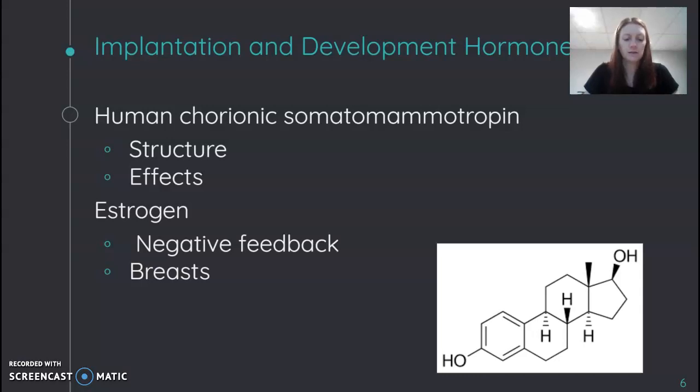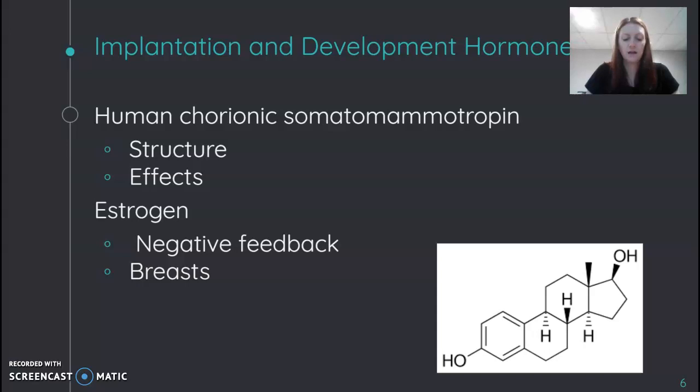Human chorionic somatomammotropin is structurally similar to growth hormone and prolactin. HCS will alter maternal glucose and fatty acid metabolism to better support fetal health and growth. It acts as an antagonist to insulin and increases circulation of free fatty acids. Estrogen, which is shown down here, is very structurally similar to progesterone and works in conjunction with progesterone.